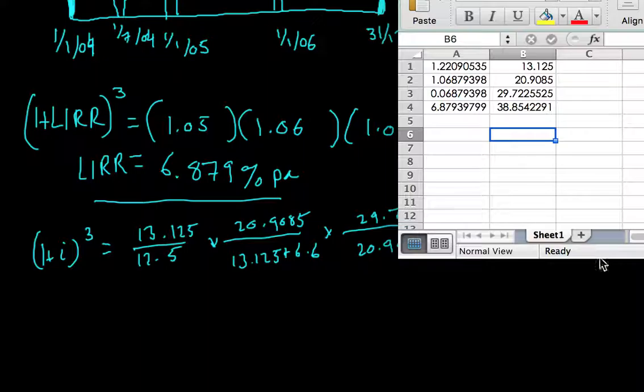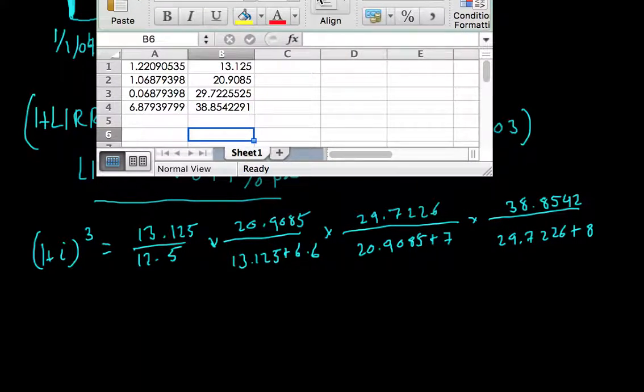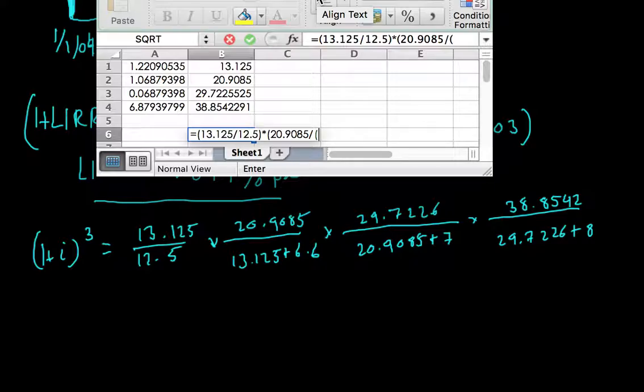So let's just see if I can fit it all in like this. And i is equal to 13.125 divided by 12.5, times 20.9085 divided by 13.125 plus 6.6, multiplied by 29.7226 divided by 20.9085 plus 7.